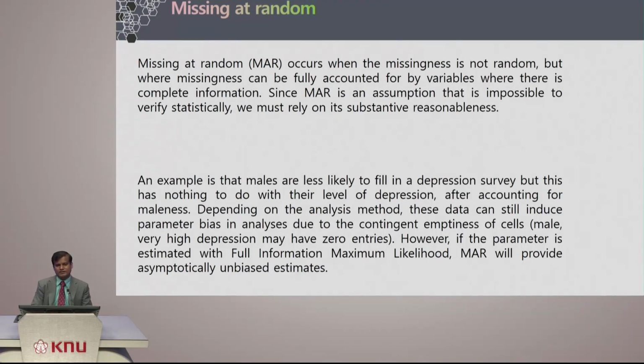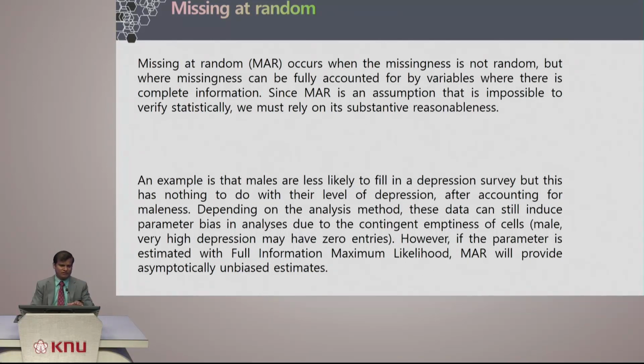The second part is missing at random. This occurs when missingness is not random, but where it can be fully accounted for by variables where there is complete information. Since missing at random is an assumption that is impossible to verify statistically, let's consider this example.